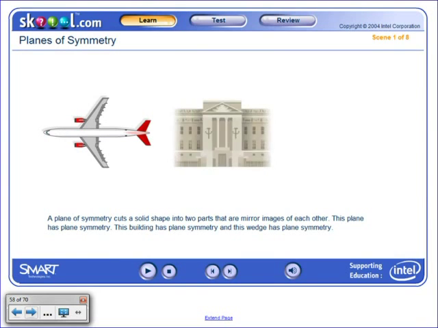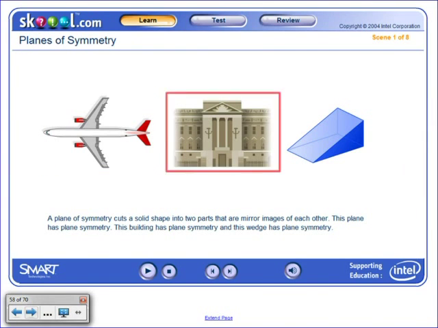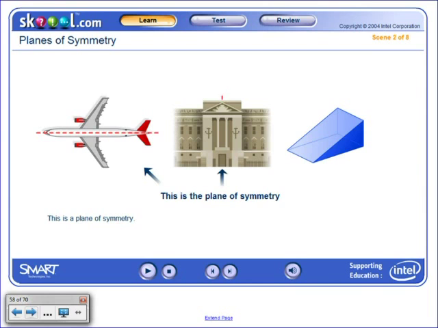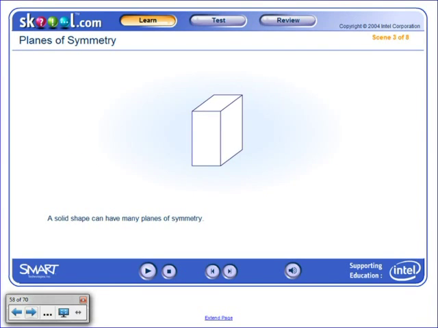A solid shape can be cut into 2 parts that are mirror images of each other. This plane has plane symmetry. This building has plane symmetry. And this wedge has plane symmetry. This is a plane of symmetry. A solid shape can have many planes of symmetry.